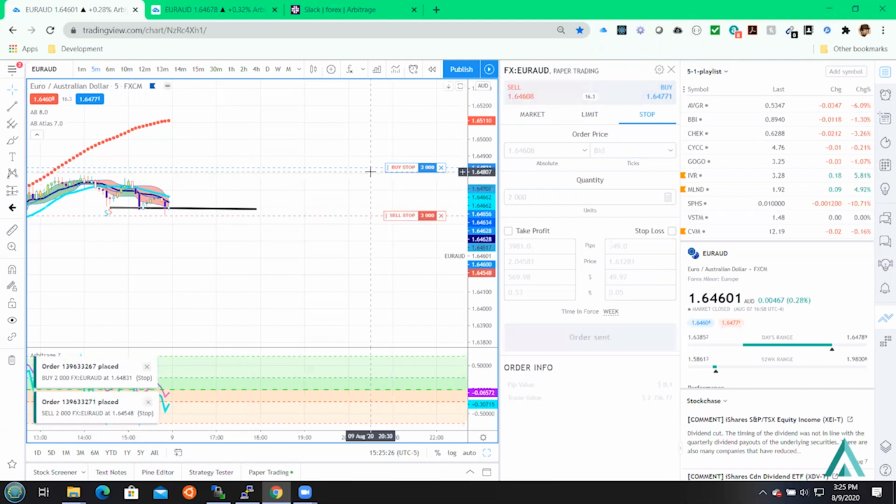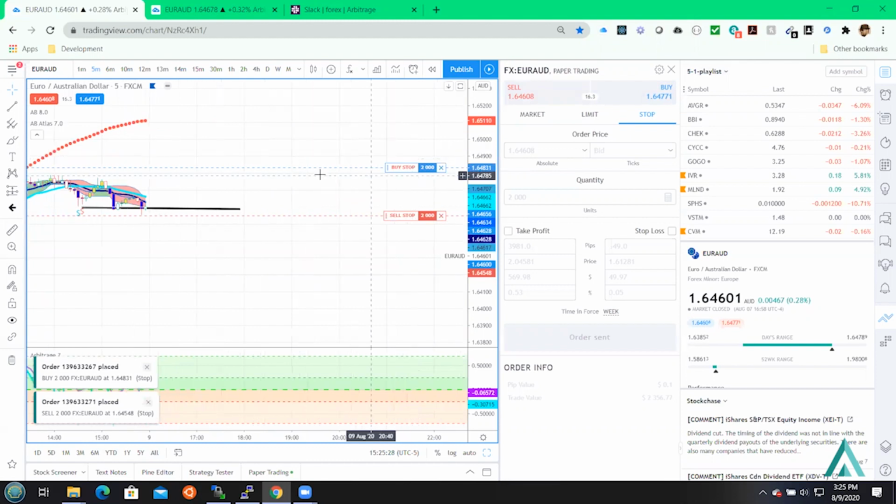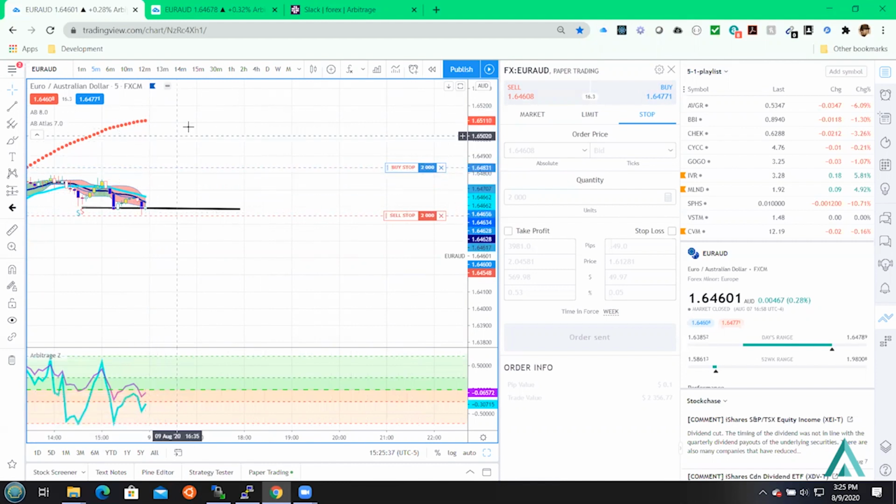In doing this, basically, I don't care which way it goes as long as it goes. So if it goes up and it trips here, I'm sitting on the 5-minute chart, it gets me in and we start going up.